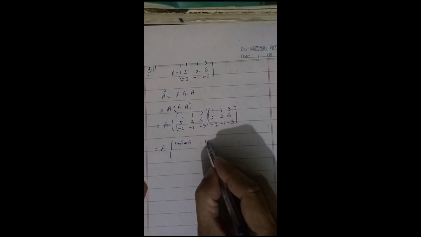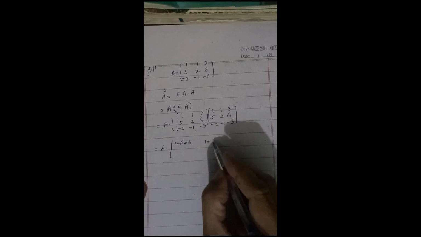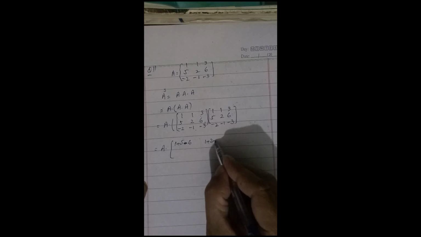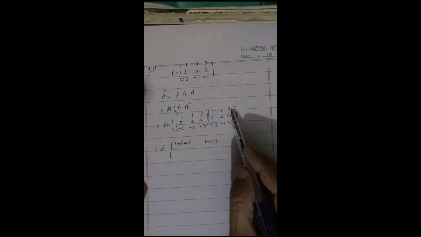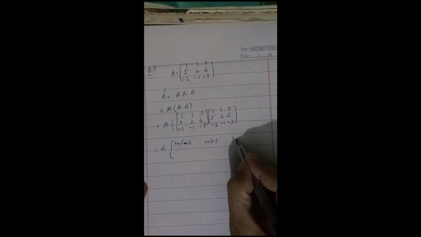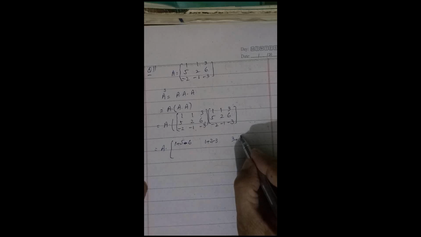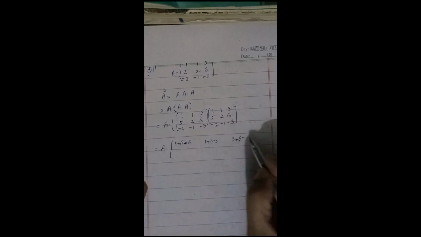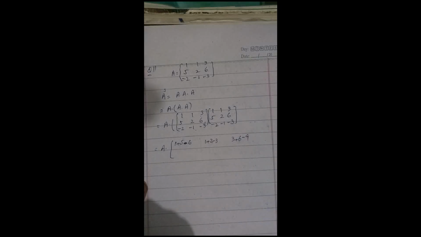Now first row multiplied with the second column. 1 multiplied by 1 is equal to 1, plus 2 multiplied by 1 is equal to 2, and then 3 multiplied by minus 1 is equal to minus 3. And the first row is multiplied with the third column. 1 multiplied by 3 is equal to 3, plus 1 multiplied by 6 is equal to 6. Then 3 multiplied by minus 3 is equal to minus 9.